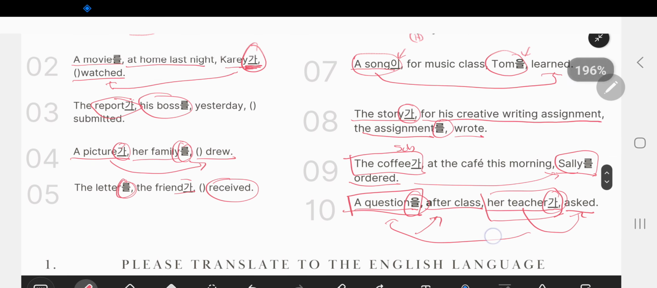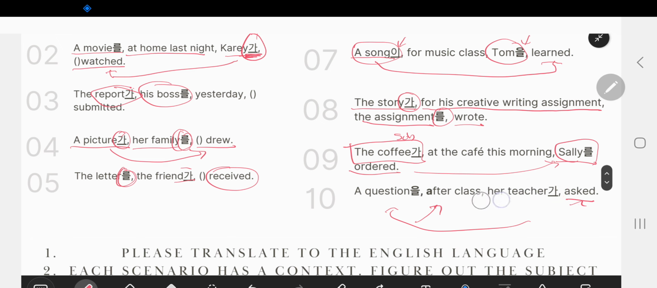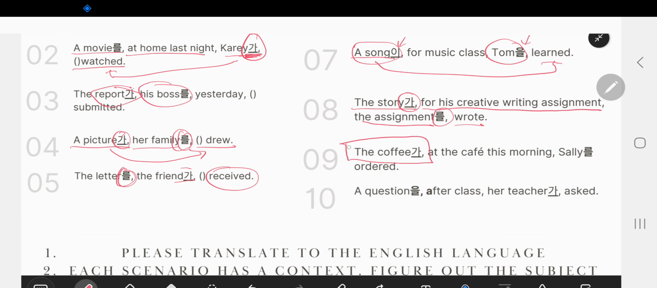Okay, so now you can see that order truly doesn't really matter. Whether I put the object in the beginning of the sentence or the subject in the beginning, it doesn't matter, because as long as the particles are there, we know exactly what you're saying and what you're trying to relay to us.